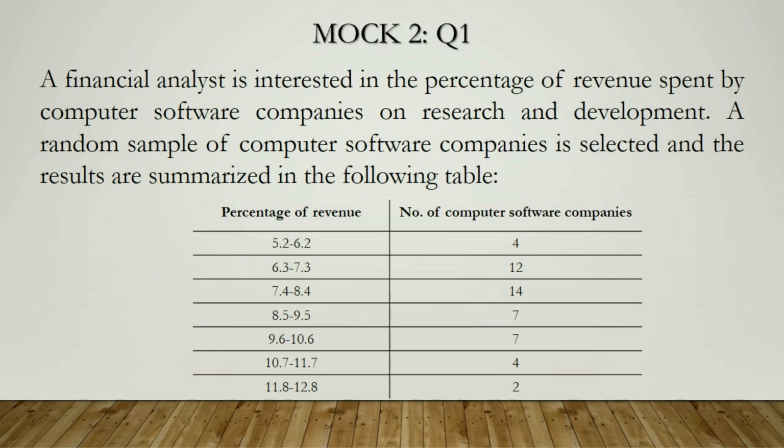Hello everyone, let me talk about Module 2, Question 1. This is about financial analysis, looking at the percentage of revenue that computer software companies spend on R&D. Here is the random sample drawn from the computer software companies, and here is the figure already summarized for the 15 total. We will use that figure to calculate the following mean and standard deviation.